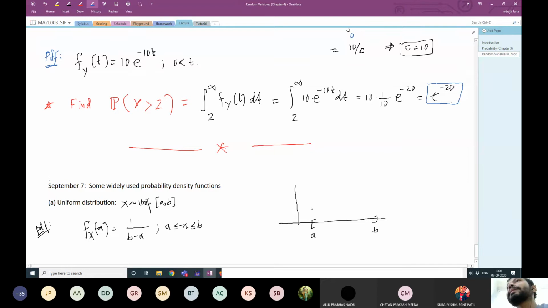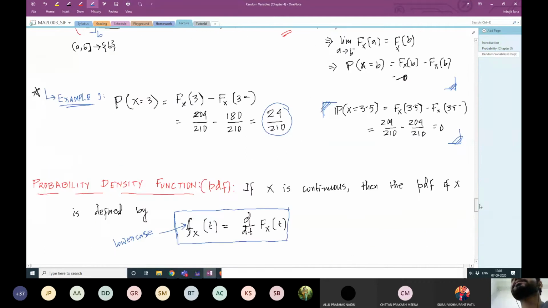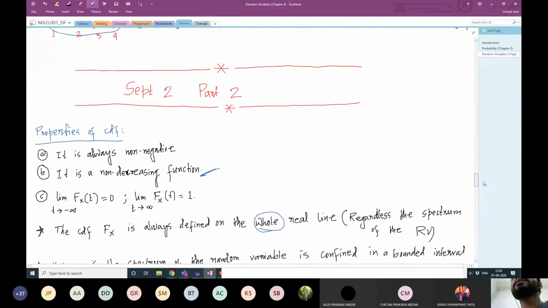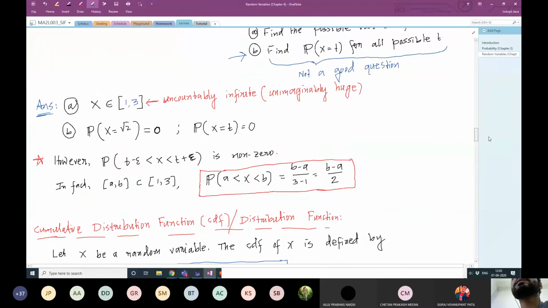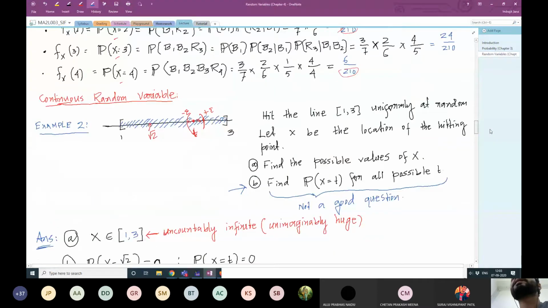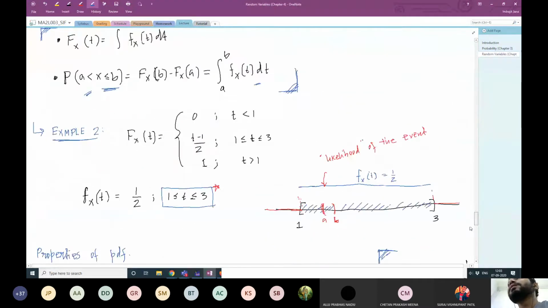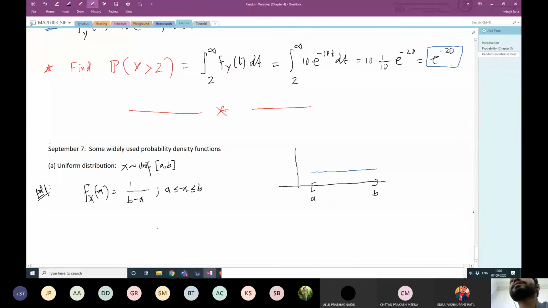From the very first lecture about PDF, this was the first example that we gave about probability density functions, somewhere in the beginning, example 1.